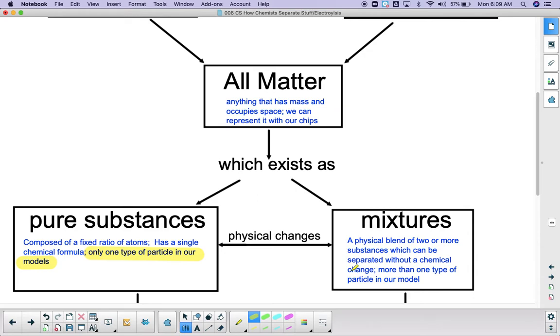A mixture is a physical mixing or stirring of 2 or more pure substances. When you look at a particle level picture of a mixture, you will notice more than one type of particle present in the model.